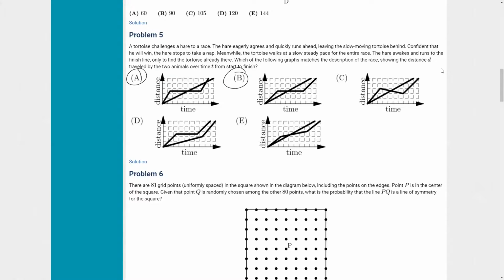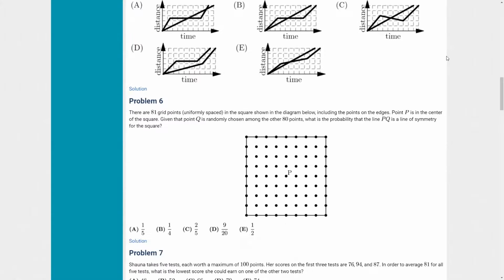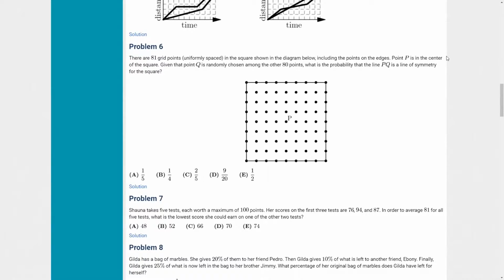Now, the final piece of information that will tell us which one of these two graphs is the correct answer is that the hare runs really fast only to find out that the tortoise is already at the destination. So that means the peak will be reached by the straight line before it's reached by the hare. And using that information, we can conclude that the answer to this question is, in fact, B and not A, because we can see that the straight line reaches the destination before the other one does. So the answer for question number 5 is B.